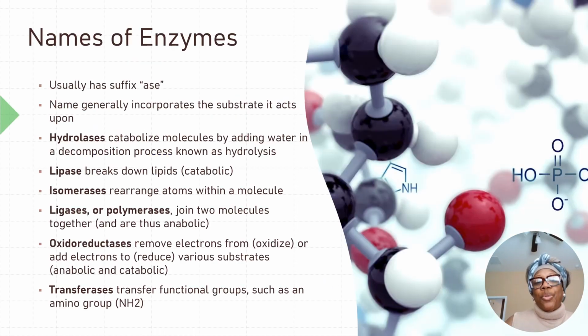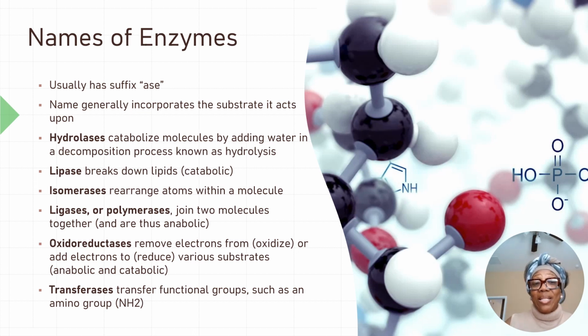As a general rule of thumb, when we look at the names of enzymes, enzymes generally have the suffix ase on the end, but they also tend to give you a hint in terms of either how they work or what they are working on because it is incorporated into the name. So, hydrolases, they catabolize molecules by adding water and breaking these molecules down in a process called hydrolysis. Whenever we see the word hydro, we think of water. When we see the suffix lysis, we think of a splitting or a breaking down.